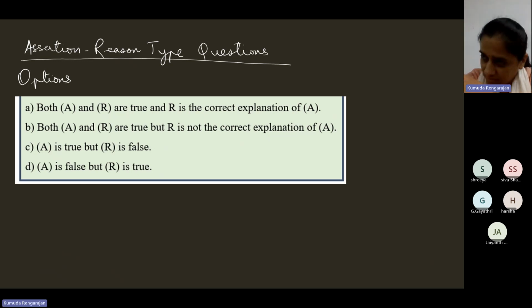Open your book fast. Write on this: assertion reason type questions. Don't waste time. Finally, write down whatever you see on the board. I'll give you the further instructions.